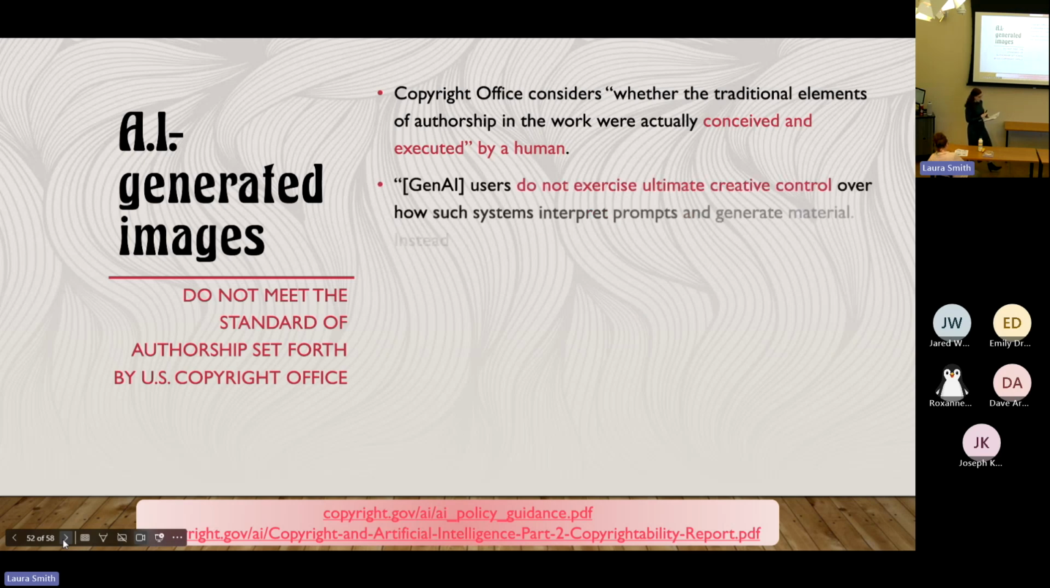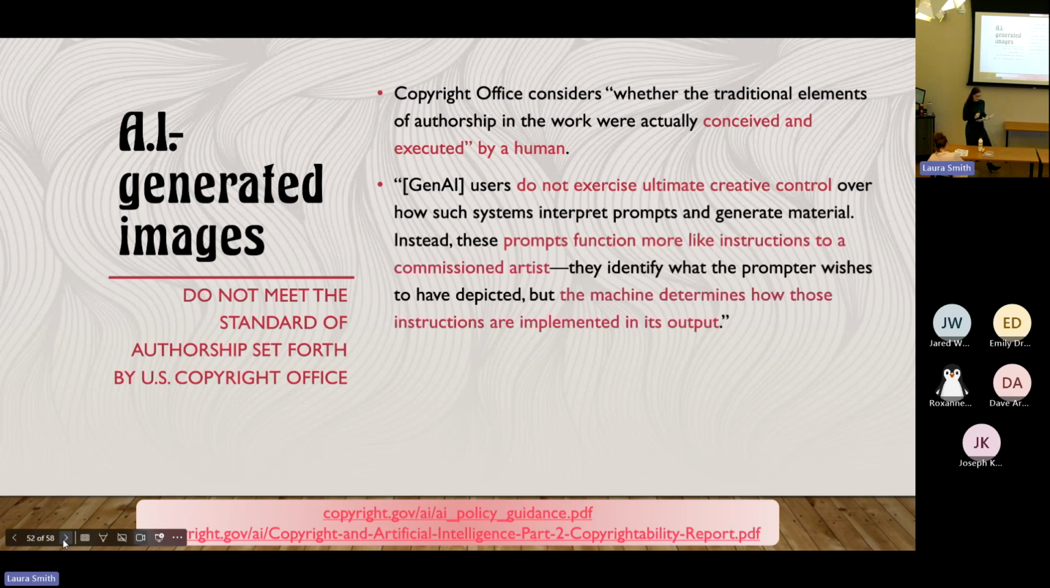They have determined that prompts alone do not provide sufficient human control to merit copyright protection because the machine determines how those instructions are implemented. Thus, prompts are more akin to instructions for ideas, which, as we learned, you cannot copyright. It is possible that significant modifications of AI-generated images may rise to the level of human authorship. But in that case, it is only the human elements that are protected by copyright. The underlying images will not be copyrightable. And the Copyright Office has said this is pretty much a case-by-case basis.